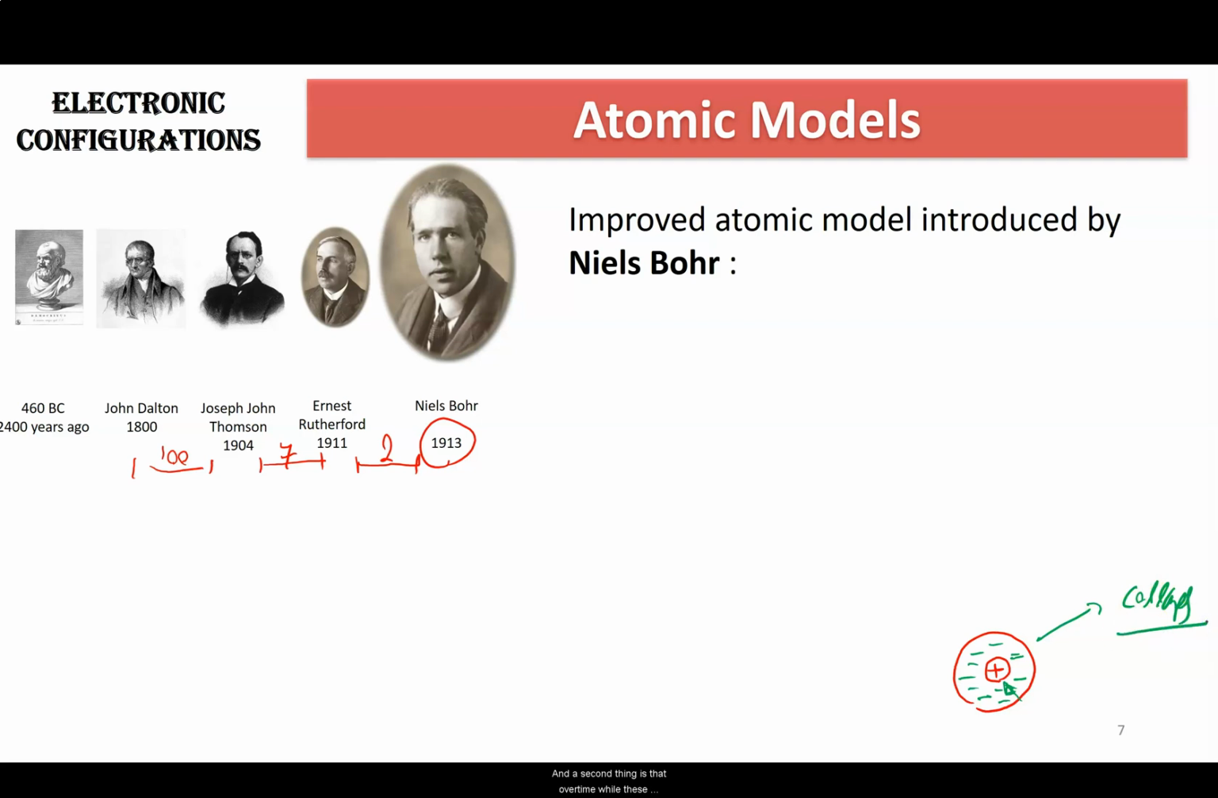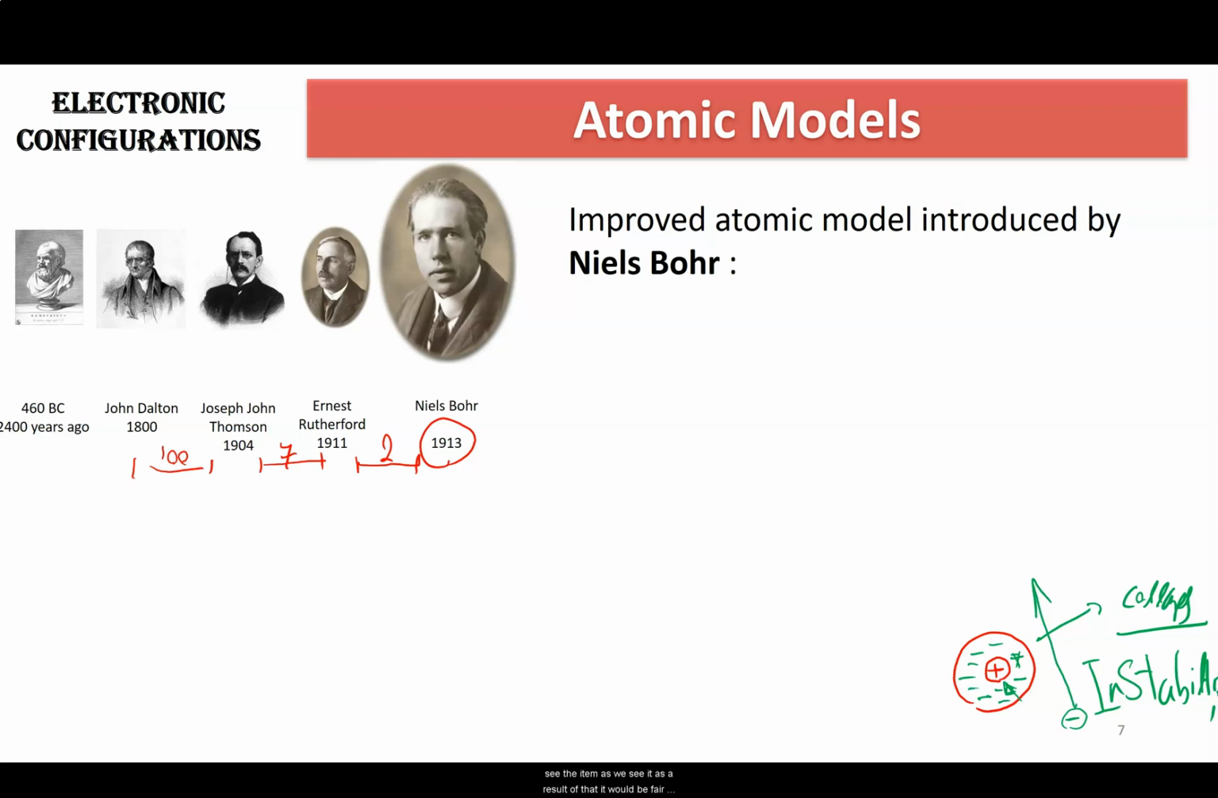A second thing is that over time, while these electrons are orbiting, they're going to lose their energy. Again, they're going to be attracted to the core, and therefore they're going to collapse again. And the last thing is, what if another negative particle passes by? The inner negative charges would be repelled by the negative charge passing by from outside. Again, that causes stability issues. In other words, it's going to make the system very unstable.